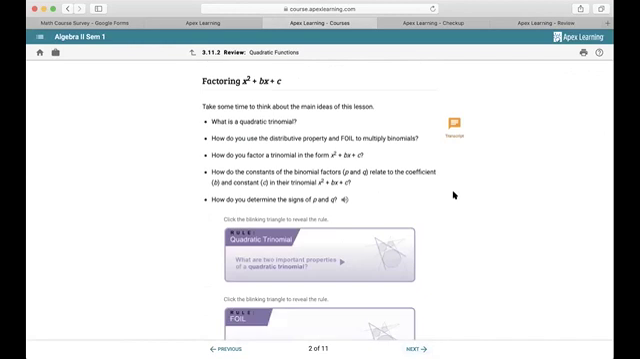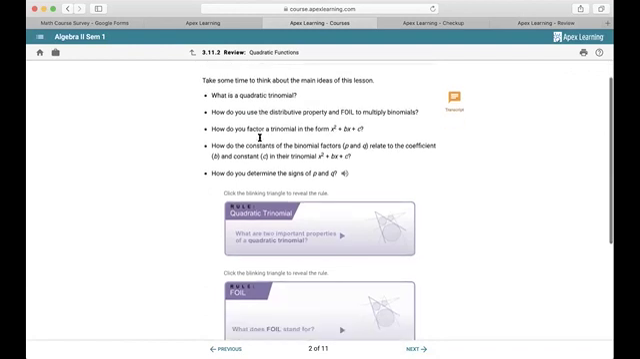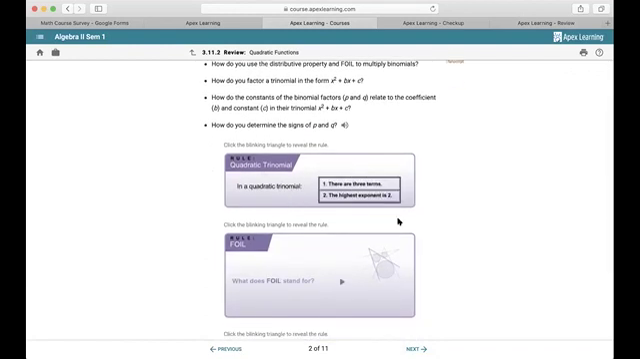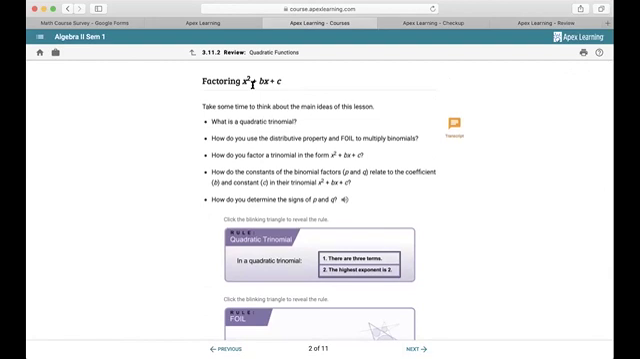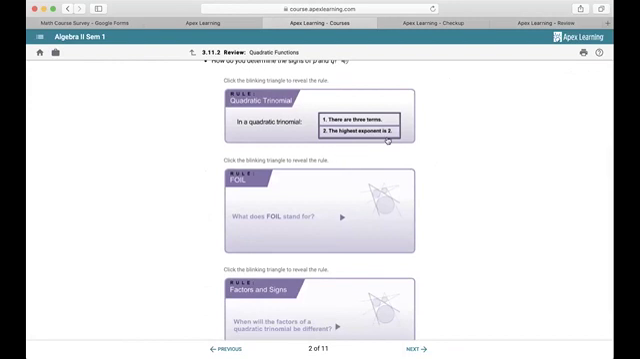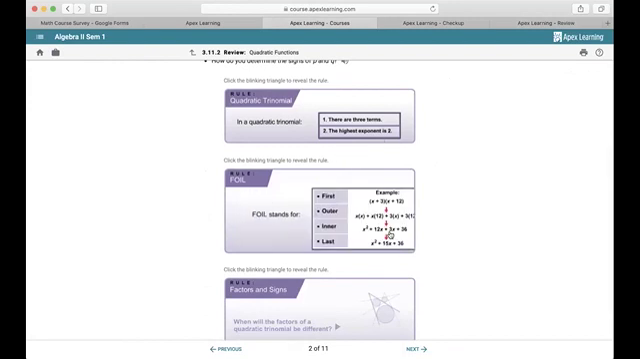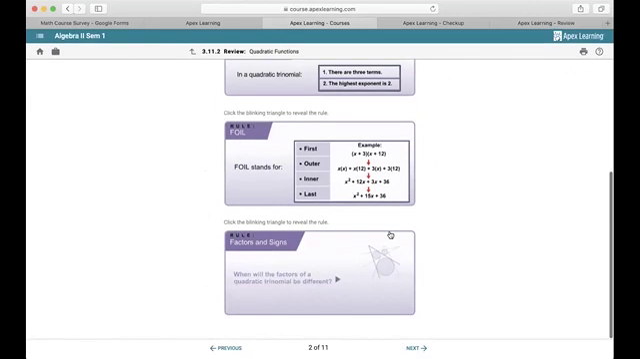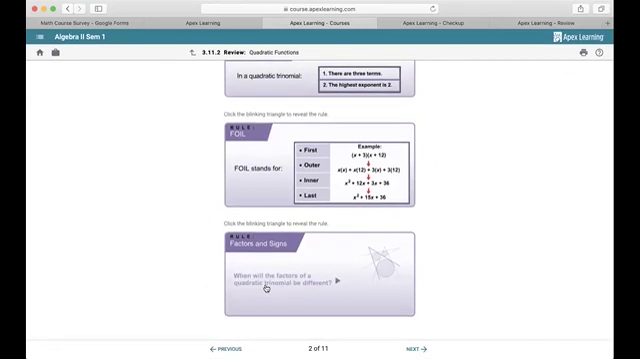But here's the main thing. For factoring x squared plus bx plus c, there are 2 important properties. It has to have 3 terms to be a trinomial, and the highest exponent has to be 2. That's the main thing here. To be that quadratic trinomial, the exponent is 2, and there have to be 3 terms. FOIL: first, outer, inner, last. You told me you knew that one, so we'll blow through this.